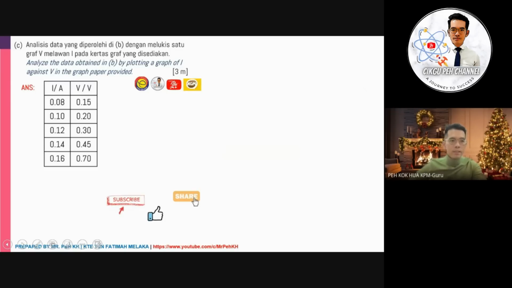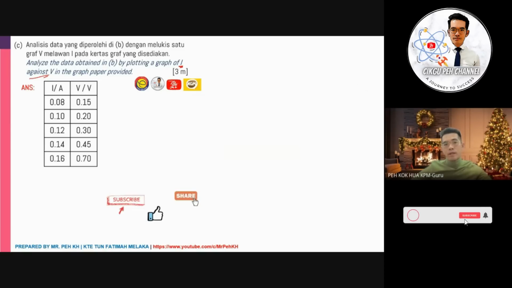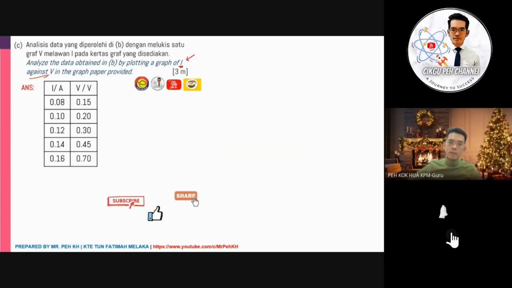Then the next is part C. The question asks us to plot the graph I against V, which is a different type of graph. In episode 1, the question asks to plot the graph V against I, which is quite common, and it is actually asking for the same graph as in the textbook. In this video, I try to change the type of the graph, so you may see what data analysis question will be asked for the graph of I against V. Basically this is the reading I get through the experiment.